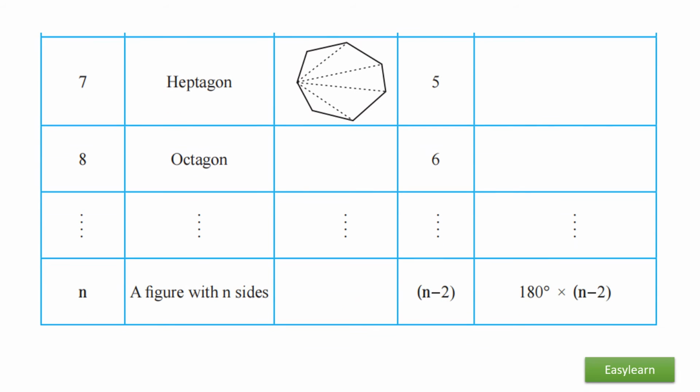The next one, the seventh, is your heptagon. So again, 7 minus 2 is 5. This goes on, and you see that at the end, with the number of sides n, n minus 2 is your number of triangles, and you get the sum as 180 degrees into n minus 2.